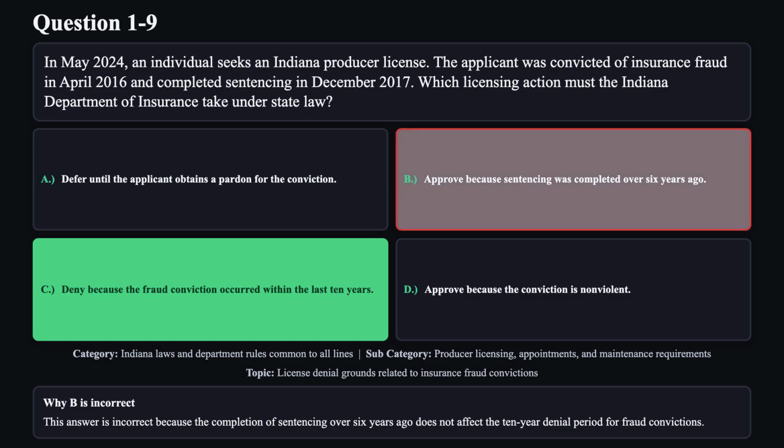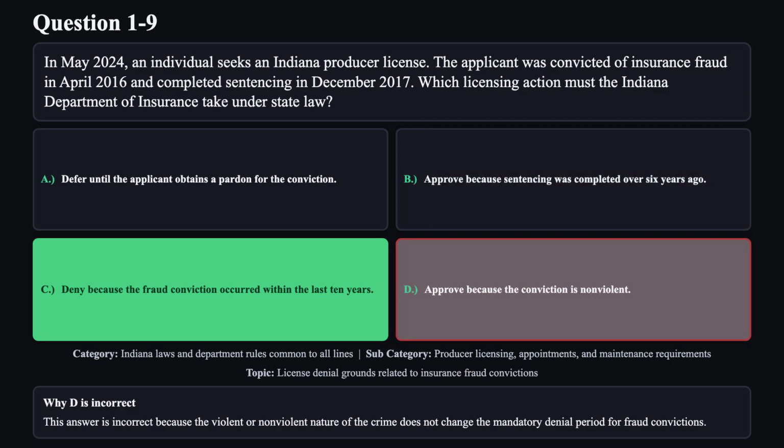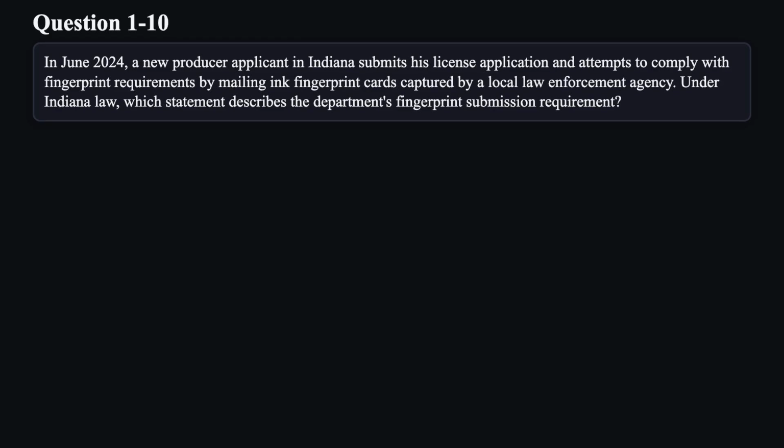Reason B is not correct. This answer is incorrect because the completion of sentencing over 6 years ago does not affect the 10-year denial period for fraud convictions. Reason D is not correct. This answer is incorrect because the violent or nonviolent nature of the crime does not change the mandatory denial period for fraud convictions. Question 10.